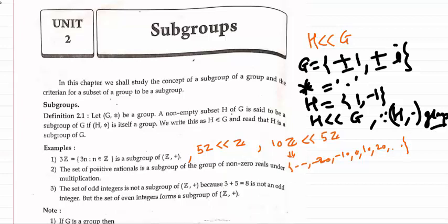Note that the identity is 1 under multiplication. The inverse of minus 1 is minus 1. The inverse of 1 is 1. Clearly, closure property, associativity, existence of identity, and inverse, all conditions are satisfied by H. Dot is used for multiplication. So this is also one of the good examples.